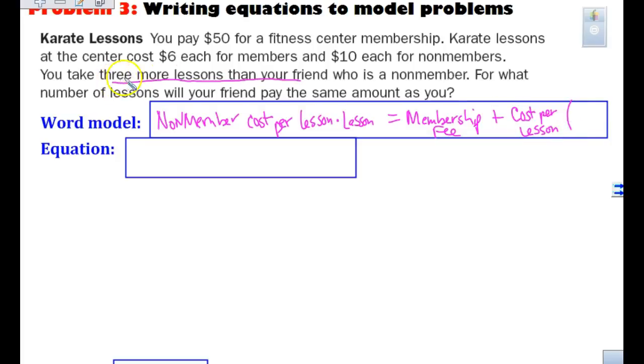And how many lessons did the member take? They took 3 more than the friend who's a non-member. So if this one happens to be X, and we don't know how many lessons, this person took X plus 3. They took 3 more lessons. Does that make sense to you? How much did the non-member pay? $10 for each lesson. That's going to be equal to, what is our fee? We had to pay up front $50, plus the member pays how much per lesson? 6. And it's for 3 more lessons than the non-member, so X plus 3.